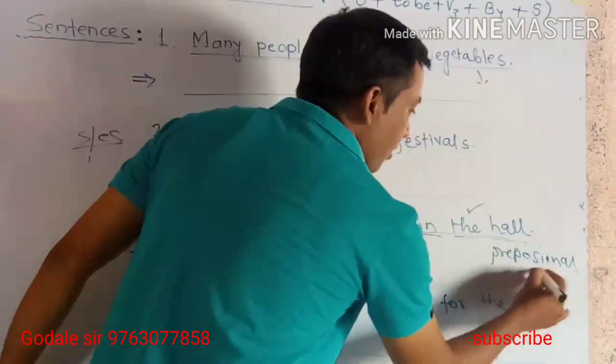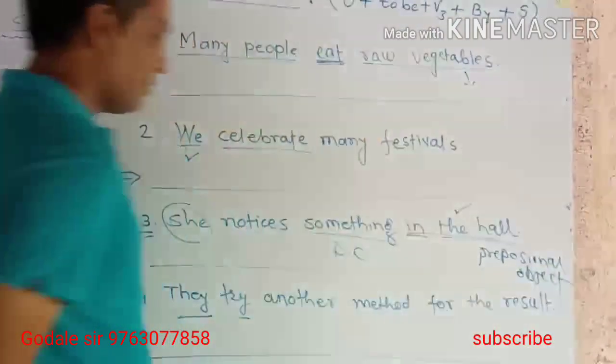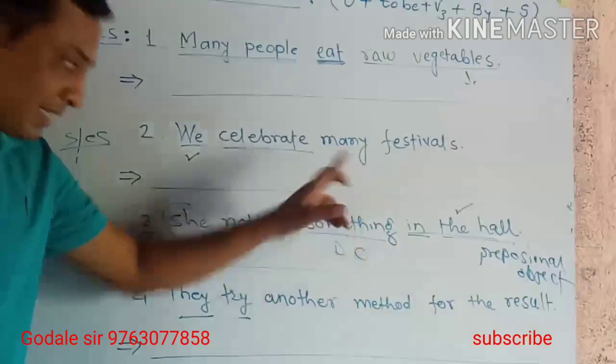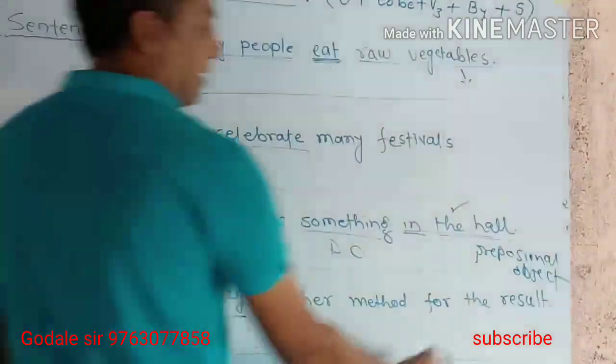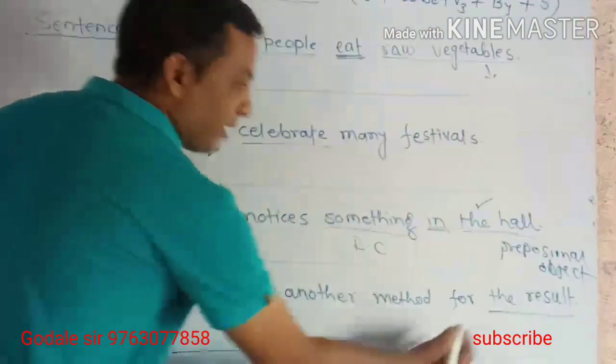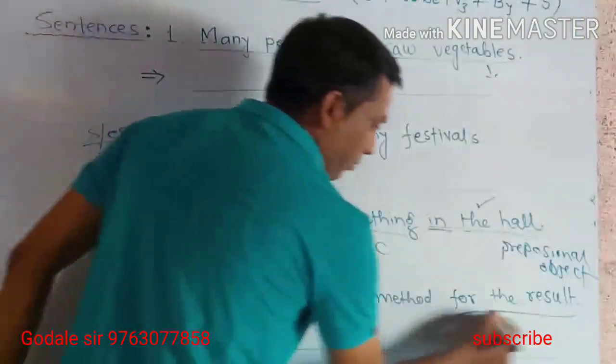They are called prepositional objects. Yes, this is a direct object. In the same way, in the following sentence, the result, this noun is written after "for". So this one is a prepositional object.